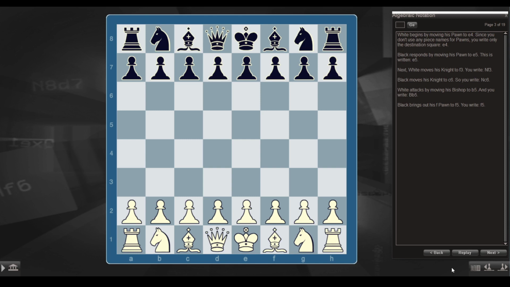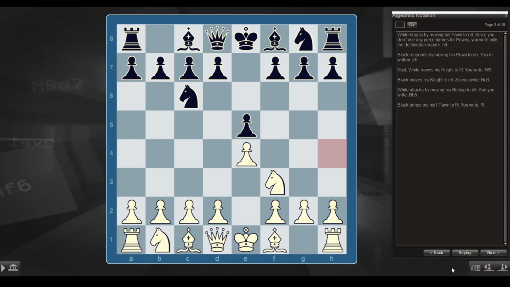White begins by moving his pawn to E4. Since you don't use any piece names for pawns, you write only the destination square, E4. Black responds by moving his pawn to E5. This is written E5. Next, White moves his knight to F3. You write capital N, F3.